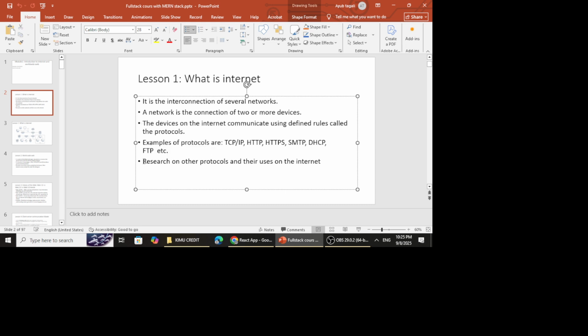You can do more research on the protocols to see more of the protocols that are used on the internet and what their uses are.